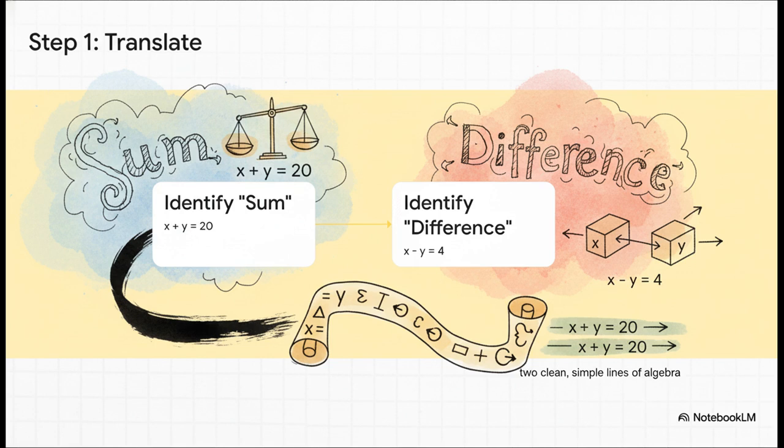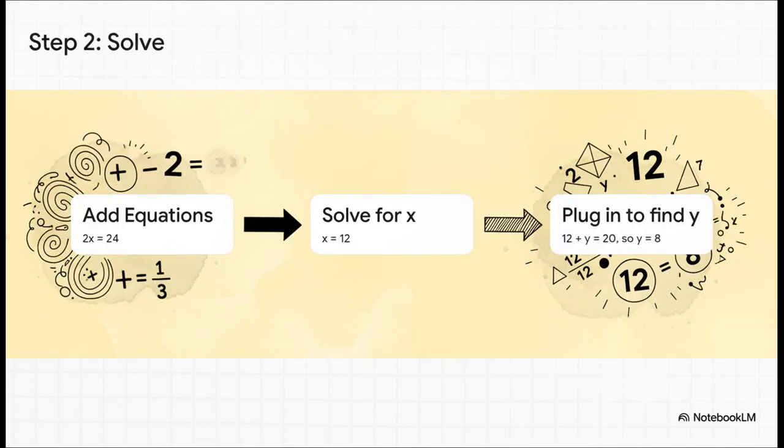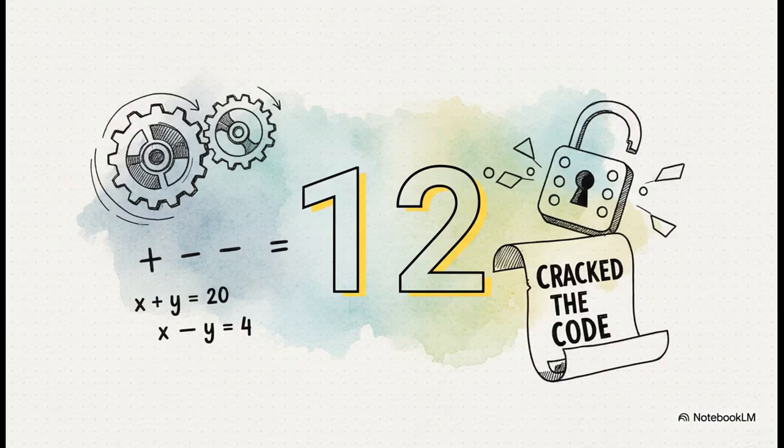That messy English paragraph is now two clean, simple lines of algebra. So much better. And now for step 2, solve. We use our elimination hack and add those two equations together. The plus y and the minus y cancel right out, leaving us with 2x equals 24. From there, it's easy, right? Just divide by 2 and x equals 12. To find y, we just plug that 12 back into our first equation, and that gives us y equals 8. And there you have it. The two mystery numbers are 12 and 8. We cracked the code, all thanks to our two-step process.